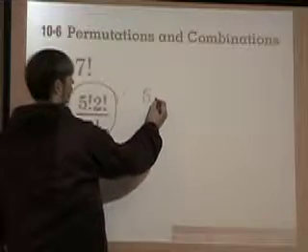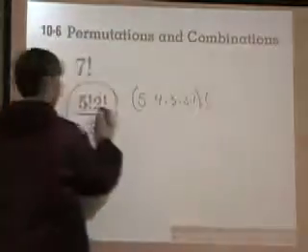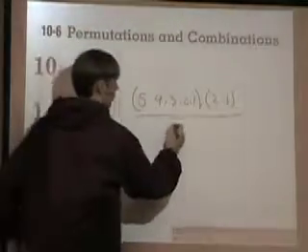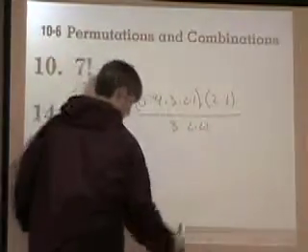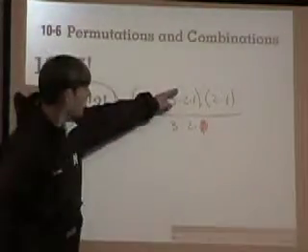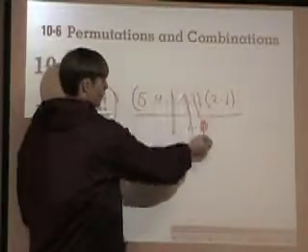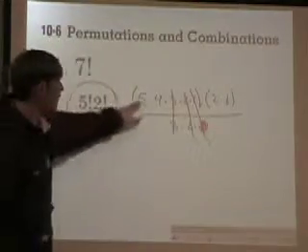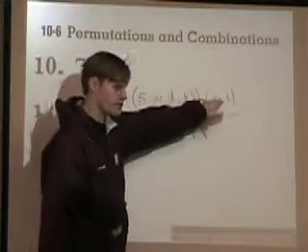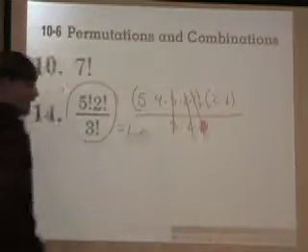If I've got 5 factorial, that's 5 times 4 times 3 times 2 times 1. And then 2 factorial is 2 times 1. And I'm dividing it by 3 times 2 times 1. If you got it on the top and the bottom that matches, you can cancel it. These 3's cancel, these 2's cancel, these 1's cancel. So the answer is just going to be 5 times 4 times 2 times 1 and you're done.